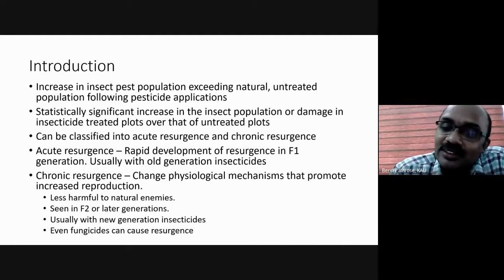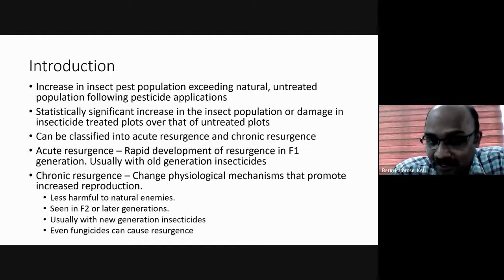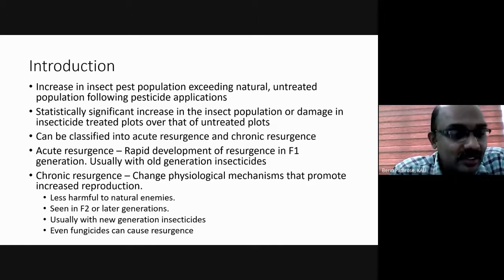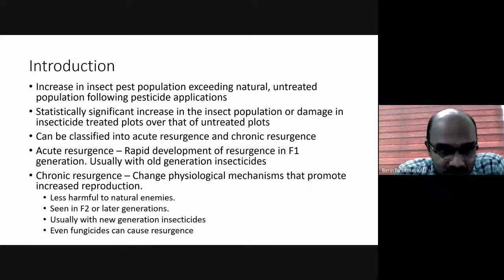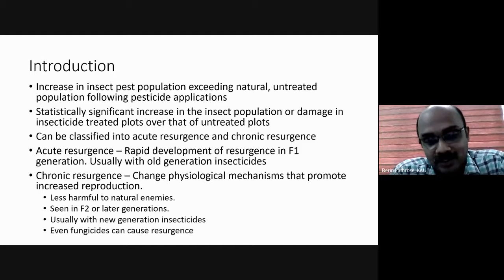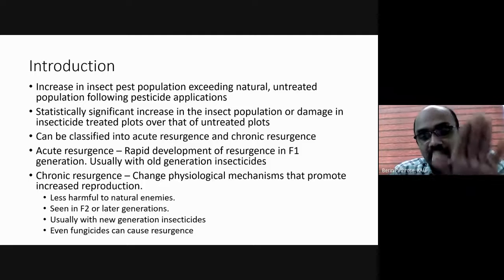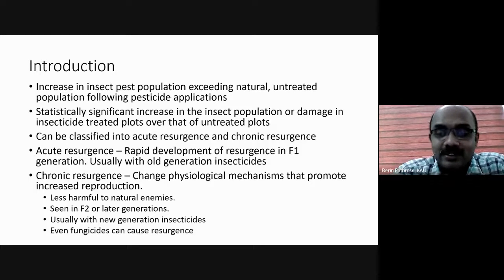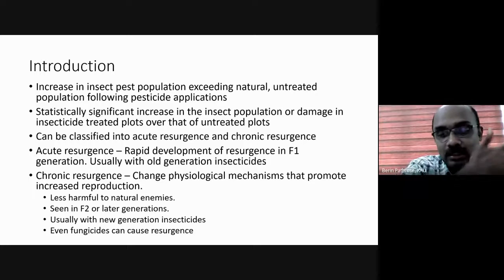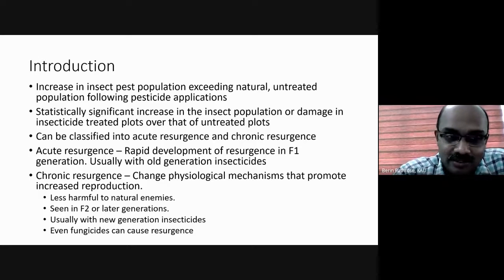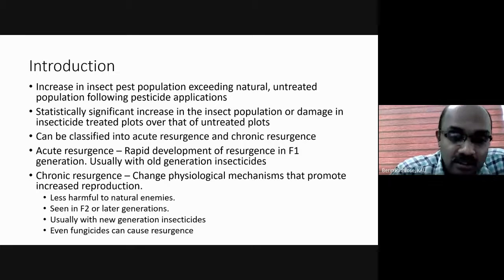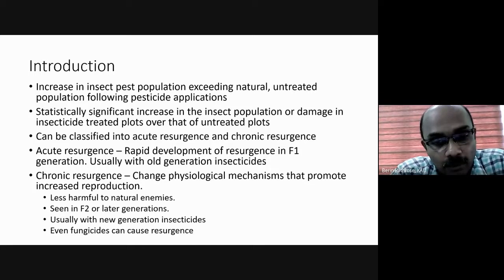The primary resurgence is mainly with the target pest, and the secondary resurgence is with the non-target pest. We'll discuss that later. First, we will discuss acute and chronic resurgence. In acute resurgence, just like acute toxicity, there is quick resurgence development. That means if you spray for the first time, in the F1 generation, the next generation itself, there will be an increase in the population of insect pests. This is mainly with broad spectrum insecticides such as synthetic pyrethroids, OP, carbamates, etc.